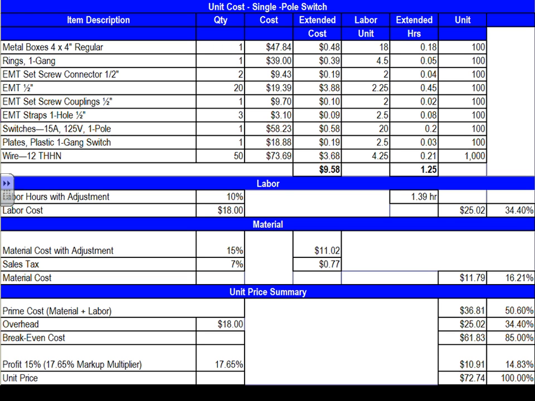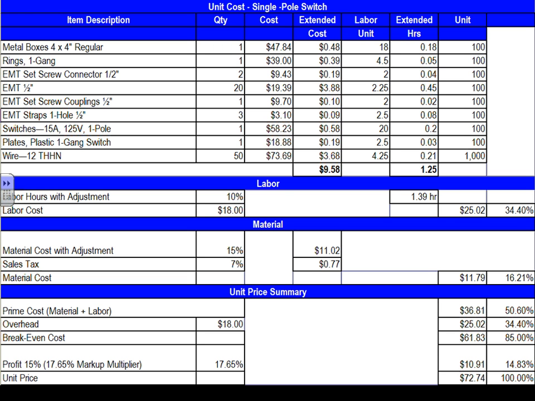So if you look at what they're doing, guys, they have a metal box 4x4 for the switch, a ring, one gang, EMT screws, and EMT half an inch. Jeff, they're assigning 20 feet of EMT half an inch with this unit, with this single pole switch. And they're having a switch 15, 120 single phase, the cover, wire 12 THHN 50 feet.